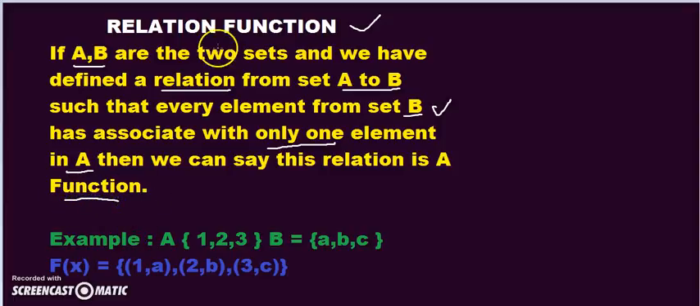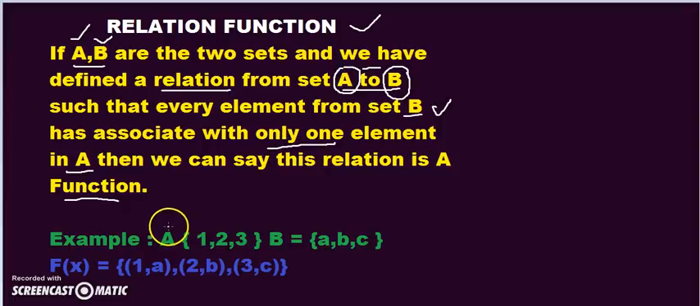So what the definition says: if A and B are two sets and I have a relation from set A to B such that every element from set B is associated with only one singleton element in A.